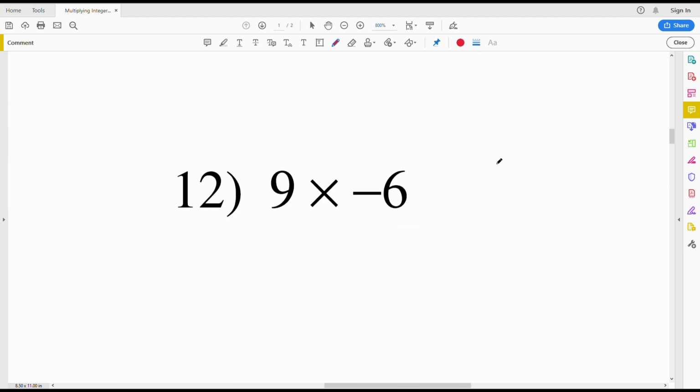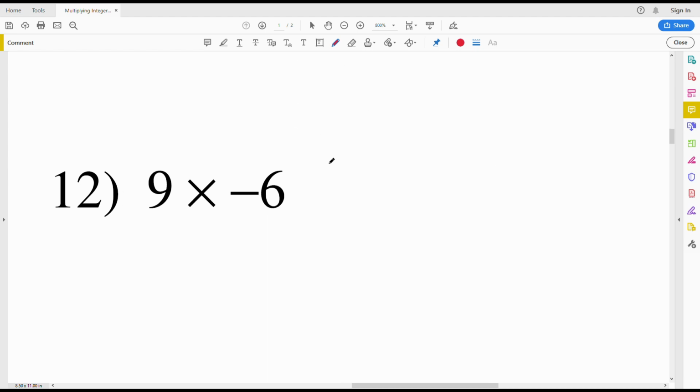In number 12, we have a positive times a negative. We should be thinking that the solution is negative. That's correct. Positive times a negative is a negative, and 9 times 6 is 54. So negative 54 is our solution in number 12.